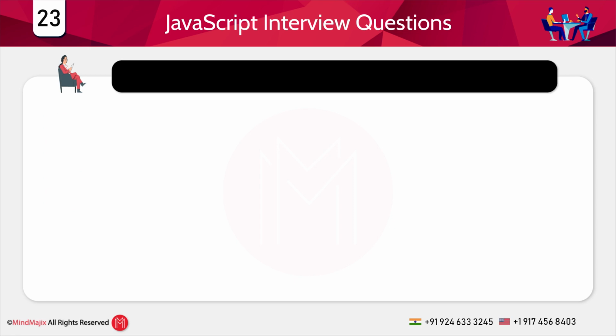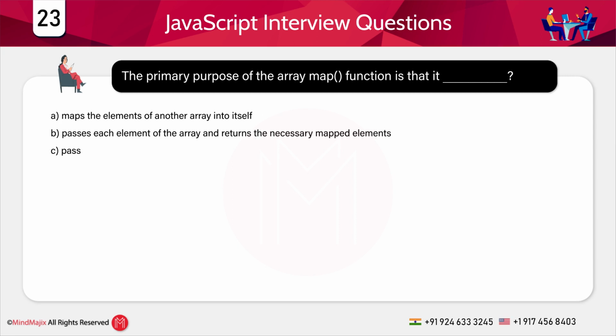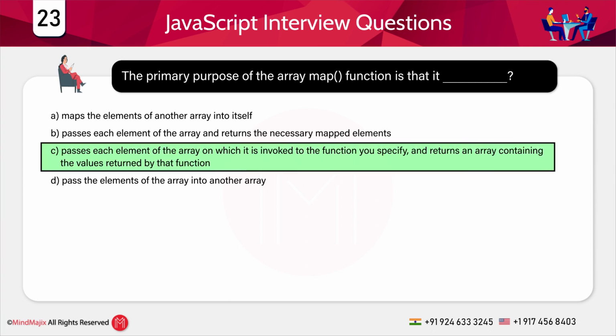Next question. The primary purpose of the array map function is that it maps the elements of another array into itself, passes each element of the array and returns the necessary mapped element, or passes each element of the array on which it is invoked to the function you specify, and returns an array containing the values returned by the function. So here the answer is C: passes each element of the array on which it is invoked to a function you specify and returns an array containing the values returned by the function.